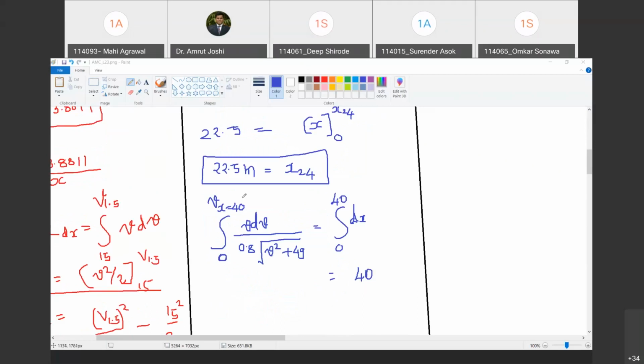40. And what is the left hand side? Now for left hand side, you will have to find out integration of v upon square root of v square plus 49. So how do you go about that? Tell me. How do you find out the integration of v upon square root of v square plus 49? Tell me.